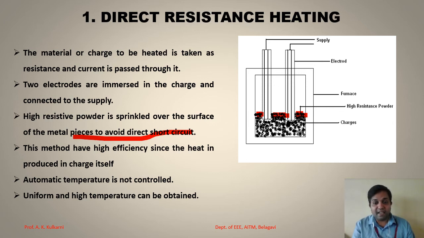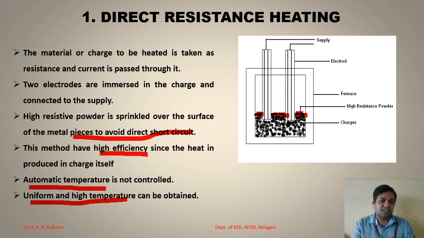This method will have high efficiency since the heating is produced in the charge itself. As we are heating the charge directly with the help of these two electrodes, this kind of heating will have high efficiency. But the disadvantage of this method is that the temperature cannot be controlled automatically in direct resistance heating. But we can have uniform and high temperature heating in this kind of resistance heating. Let us see the next type of heating, that is indirect resistance heating.